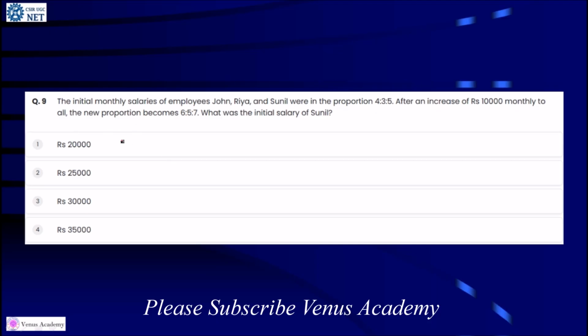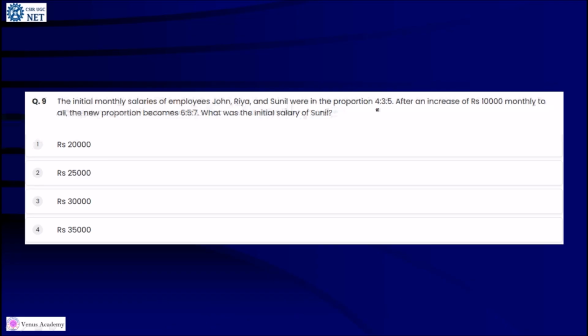Next, question number 9. The initial monthly salaries of employees John, Ria and Sunil were in the proportion 4:3:5. After an increase of rupees 10,000 monthly to all, the new proportion becomes 6:5:7. What was the initial salary of Sunil? The initial salary of Sunil is 25,000. Option number 2 is the correct option, students.